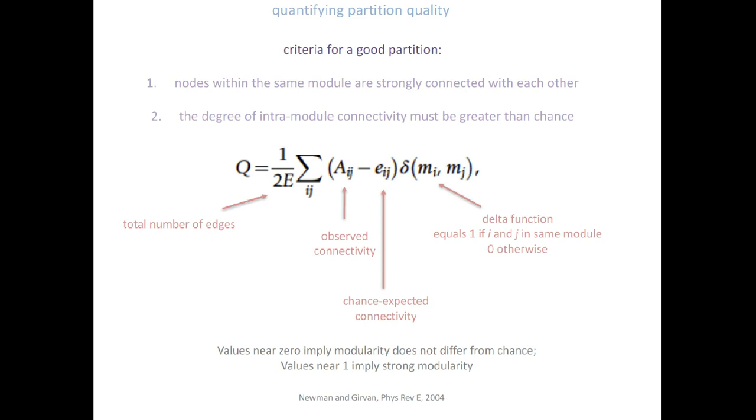Right? So that's the first thing to keep in mind. So we take pairs of nodes within the same module and then we say, okay, what's the observed connectivity? Right? So are these two nodes within the same module connected or not? And what do we expect by chance? And so we subtract what we expect by chance from what we observe. And then we do that for every pair of nodes in the same module. And we normalize that by the total number of edges. And that's our Q index, right? So it's really just the difference between the connectivity we get within modules and the connectivity we expect by chance.